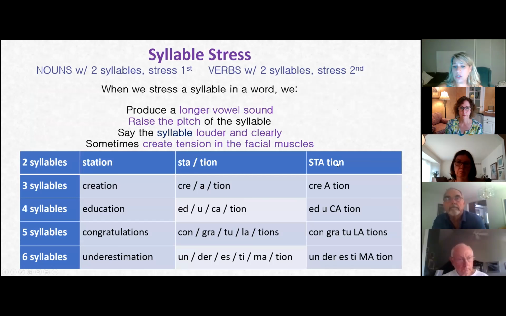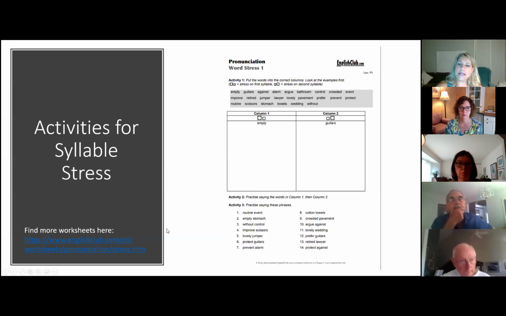Okay, and then this is just another chart that makes it much more basic than what I just said. So in essence, let's go to the three-syllable words. We tend to stress the second to the last syllable in many of our words. So education, congratulations, underestimation. It's generally the second to the last, but again, it changes based on the grammar.